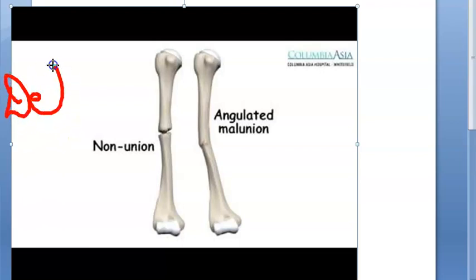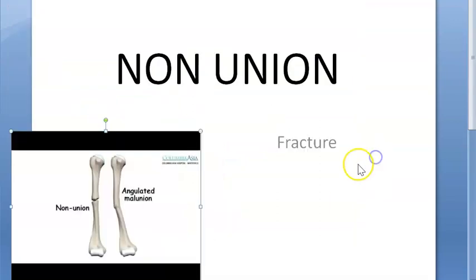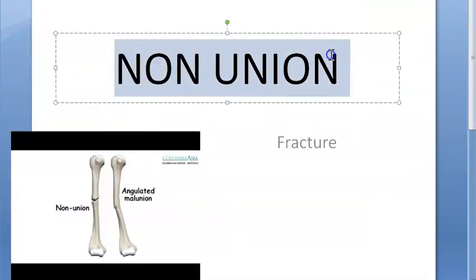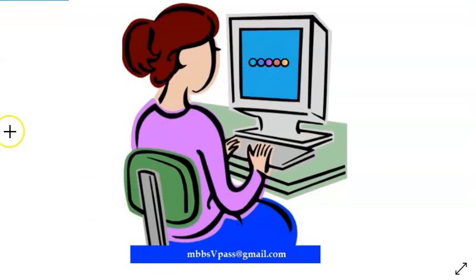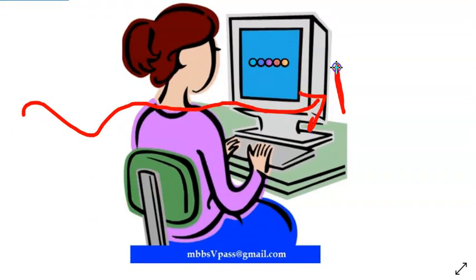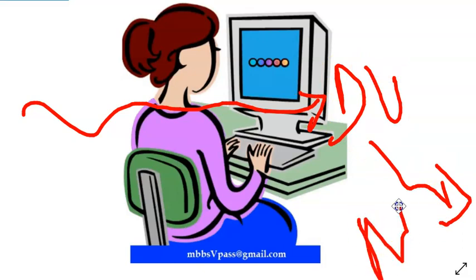So there can be delayed union. Okay. And further, if it doesn't unite, we can call it a non-union. So a lot of terminologies in this, but we are looking at non-union. Very good. So guys, what have you learned till now? Delayed union: if it is taking more time than required, then it is a delayed union. And if it is not at all uniting, it is a non-union.